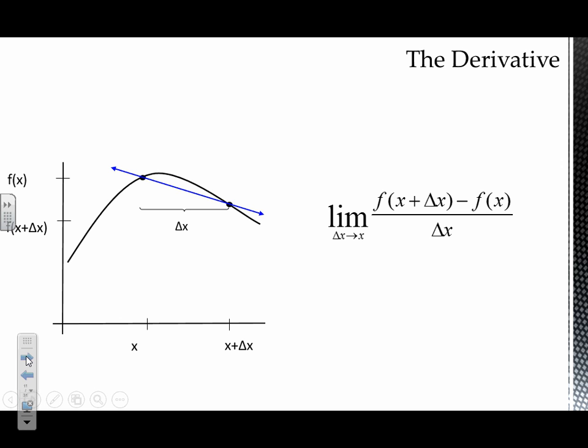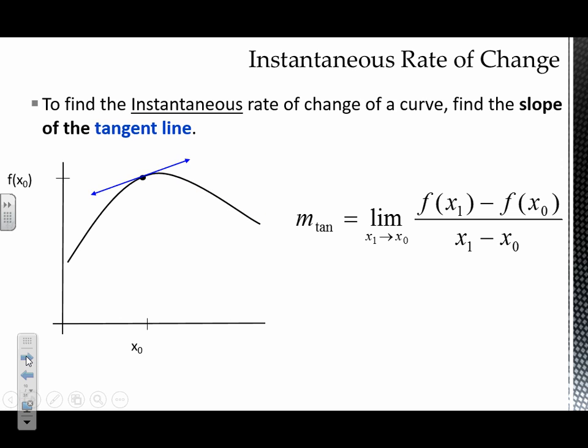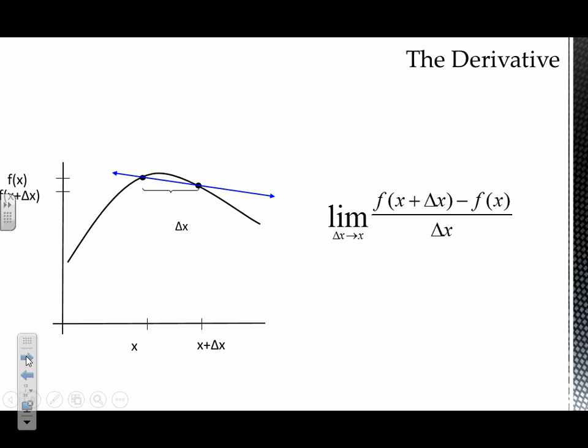Okay, so this is still the slope, y2 minus y1 over x2 minus x1. We just notate now with change in x. So we're still taking the slope, and as we bring x and x plus delta x closer and closer together, we are going to approach that tangent line.